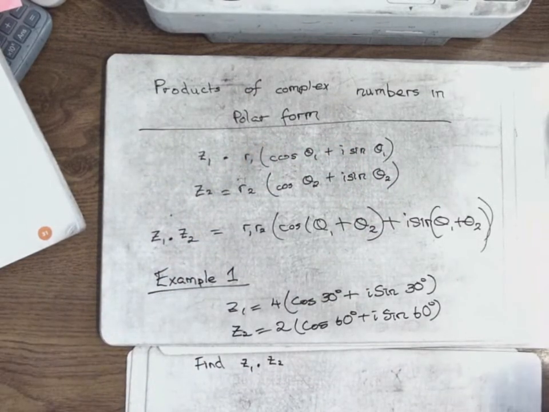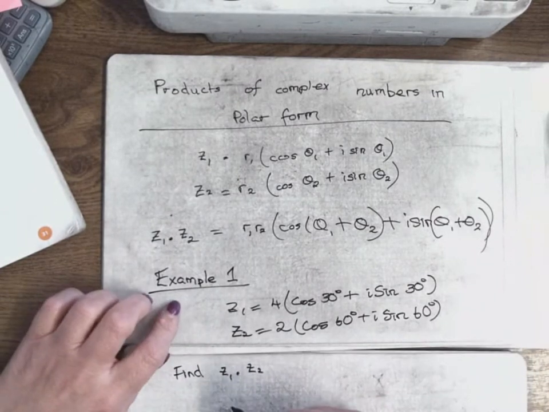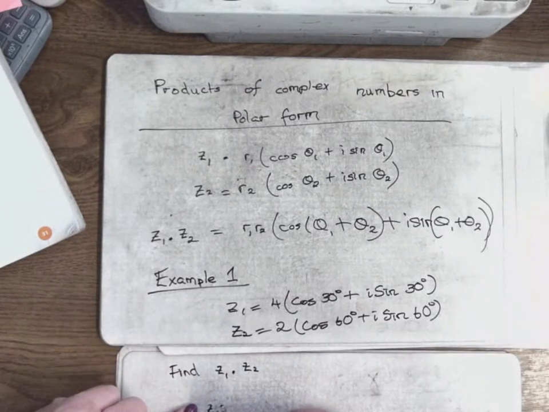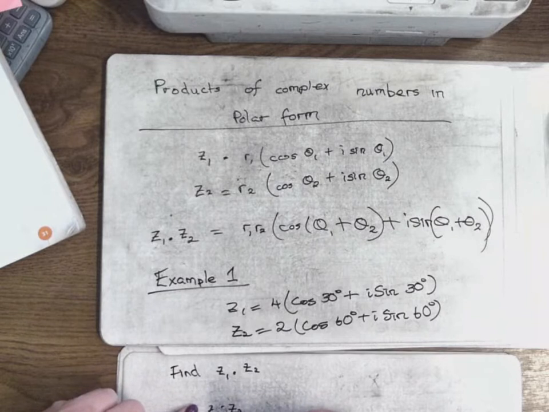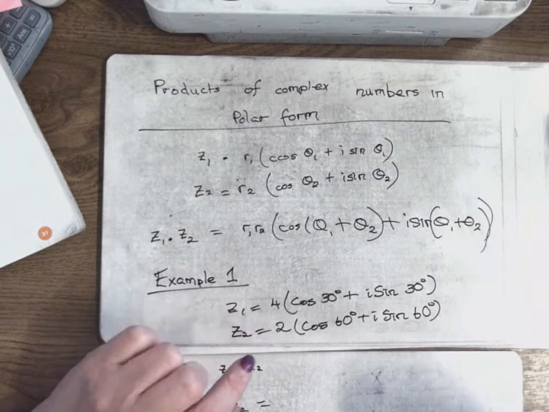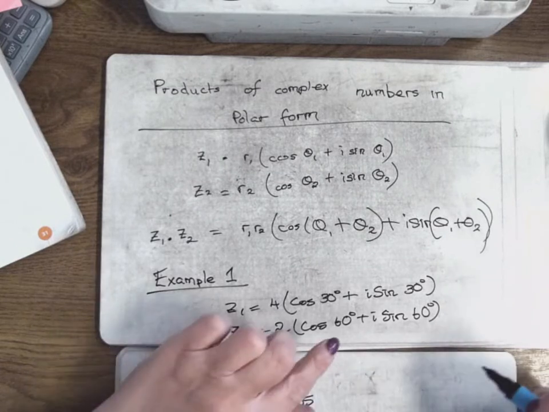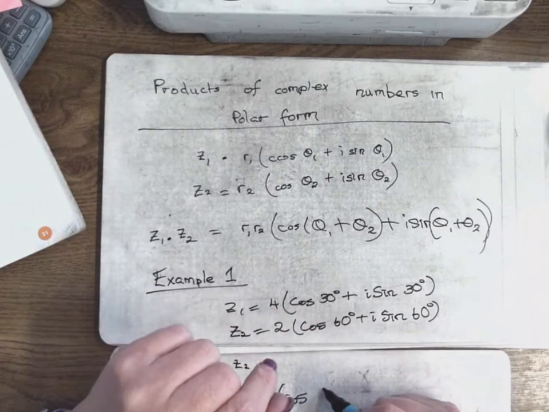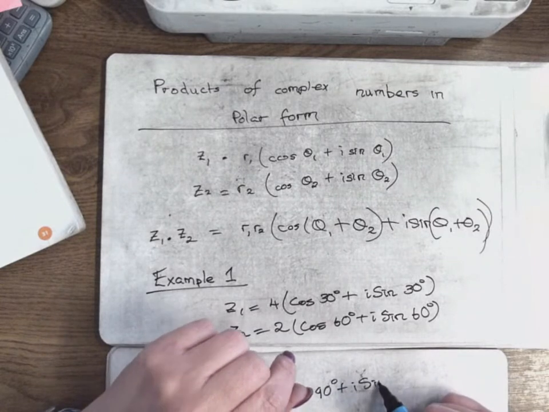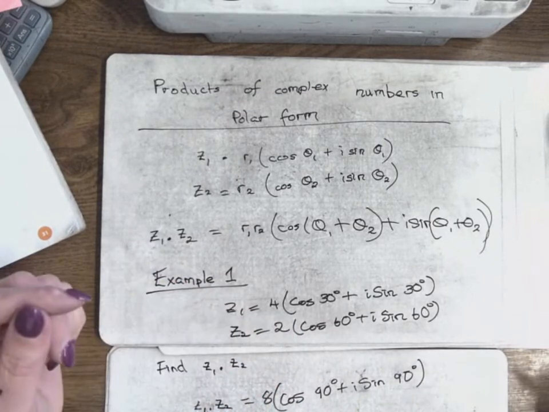So for example, in this example here, I want to get Z1 times Z2. The rule is, Z1 multiplied by Z2, I just have a dot for the multiply, equals: you multiply the moduli, so 4 by 2 is 8, agreed, and then you add the angles, so 30 and 60 makes 90, plus i sine of 30 and 60 makes 90. That's your answer.